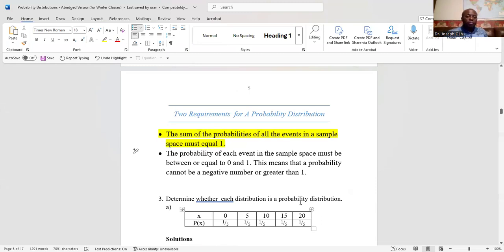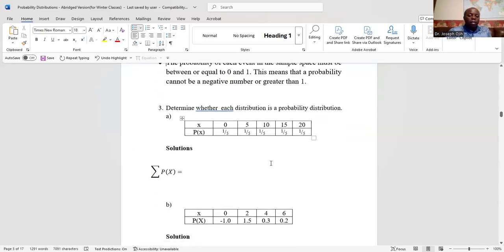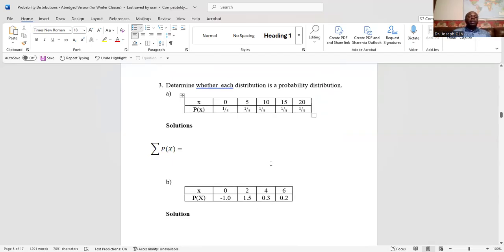The other one was saying that the probability of each event in the sample space must be between or equal to 0 and 1, which means that the probability of an event cannot be a negative number, and it cannot be a number greater than 1. Let us test this. Look at this question. It says, determine whether each distribution is a probability distribution.